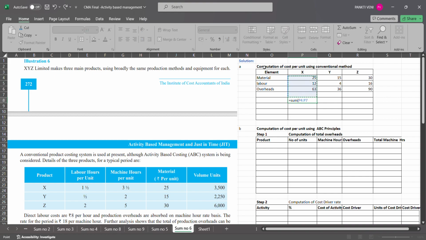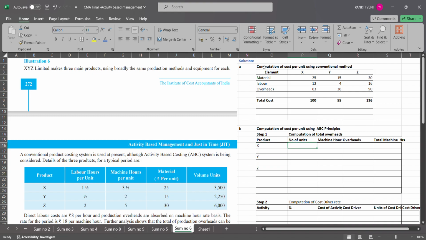Then what else will I do? This is my total cost. So 155 and 136 is done. This is as per the conventional method. I'm getting my total cost for X, Y and Z as per the conventional method. Now I'll go for the ABC method. So we have X, Y and Z.